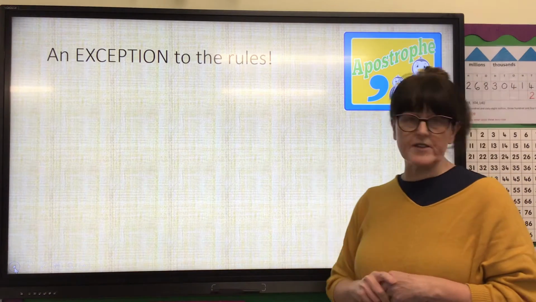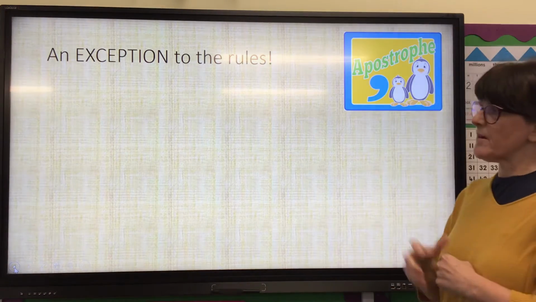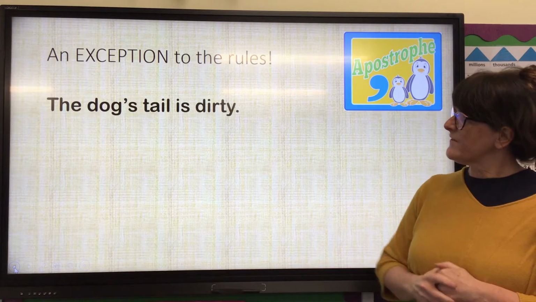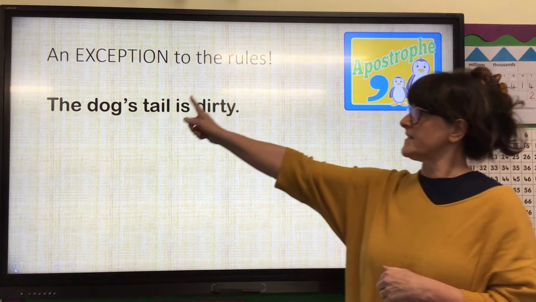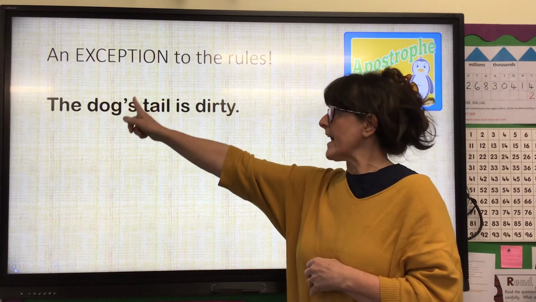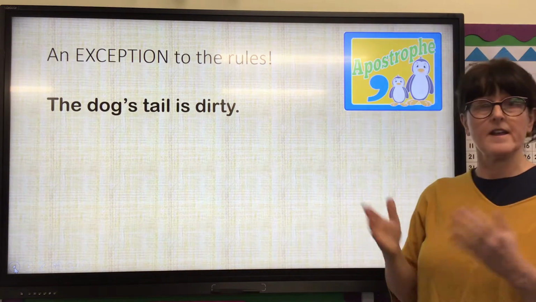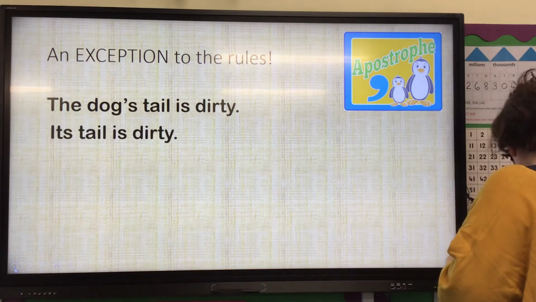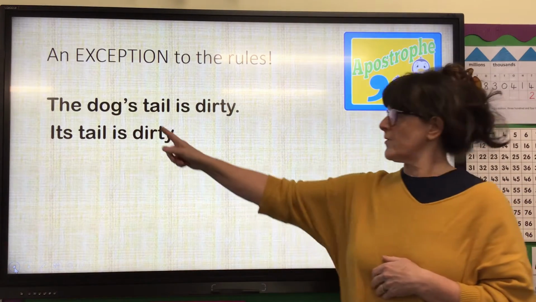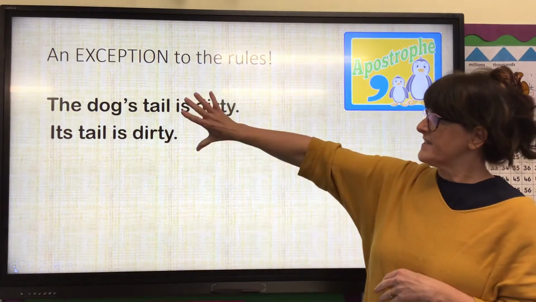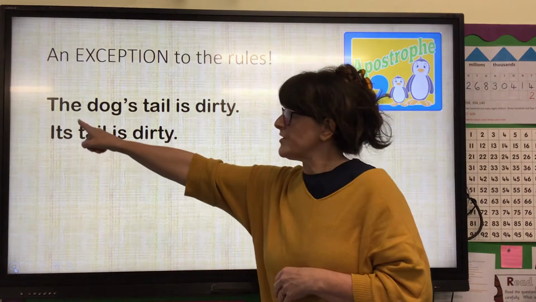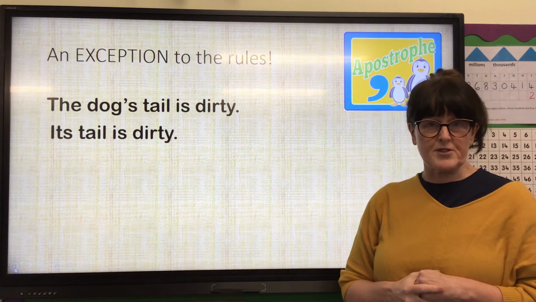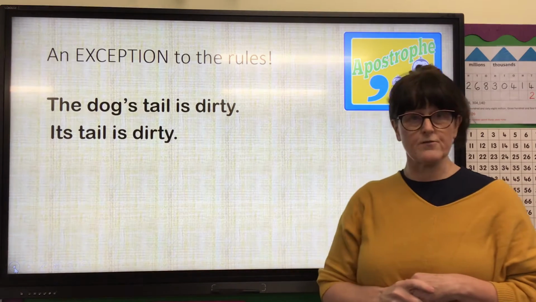There's one particular exception that applies to using apostrophes when you're using the word its. So let's have a look. We could say the dog's tail is dirty. The tail belongs to the dog, and therefore we put an apostrophe before the S. That's fine. I could rewrite that sentence as its tail is dirty. So I've replaced the dog with its, but this is the exception. If you're using the word its to show that something belongs to somebody, you don't put an apostrophe. This is the only exception to the rule.